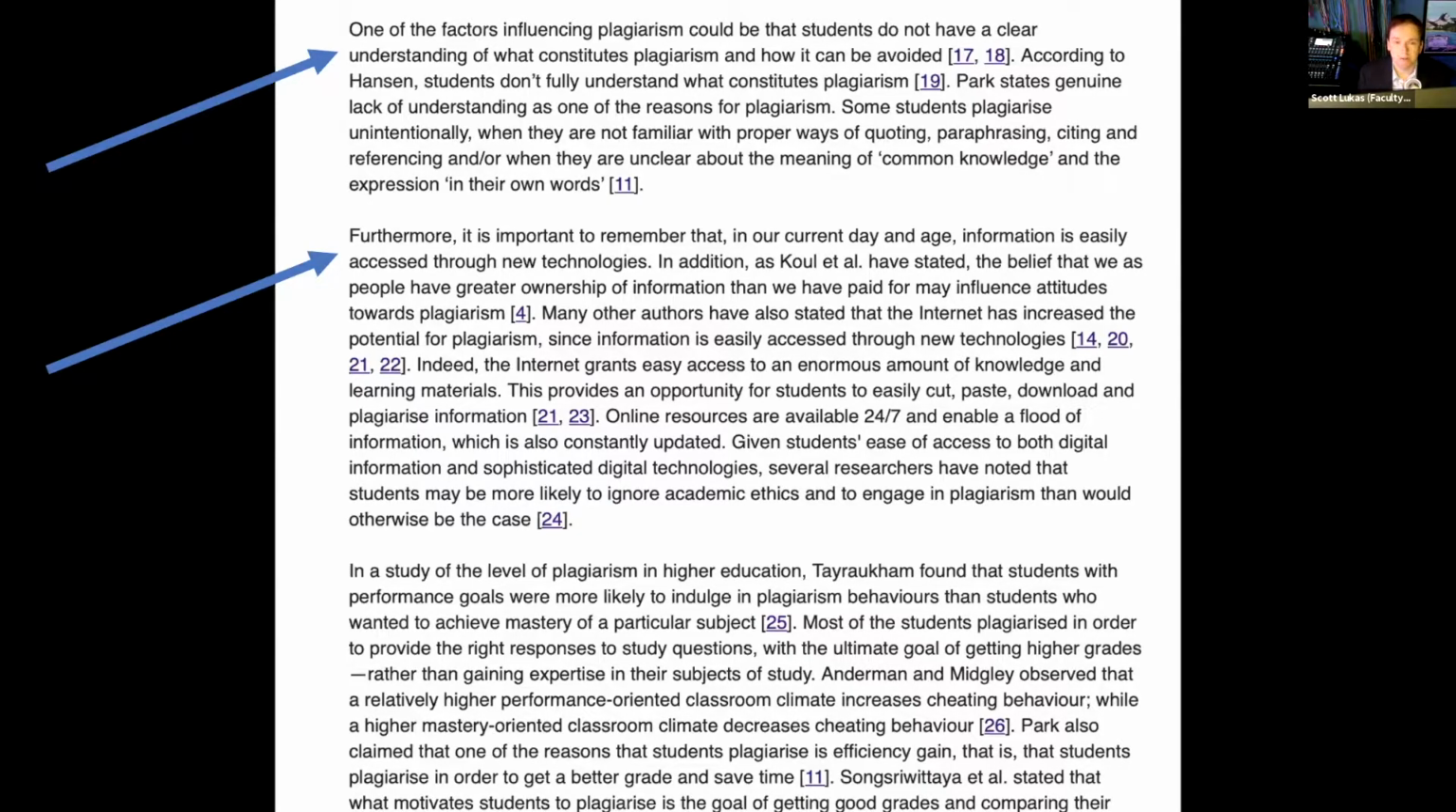Furthermore, this talks about how information is easy to find with new technology. So you can jump on the internet and it's super easy to find this kind of stuff.